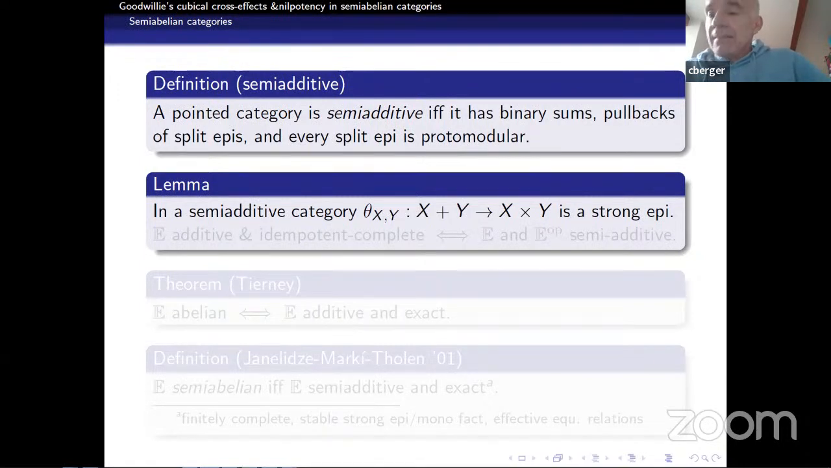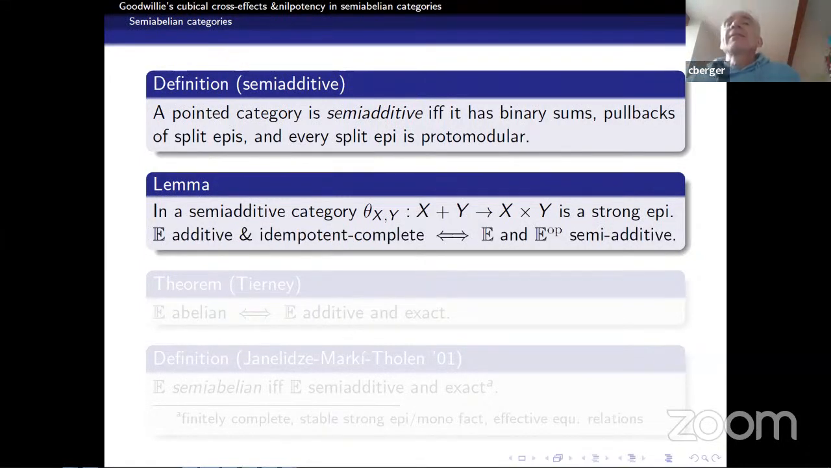And now you can say that a category is additive and idempotent complete precisely when the category is semi-additive and also its dual is. Because if you have those conditions, then the map from the sum to the product is a strong epi and a strong mono, and thus an isomorphism. So you get the additivity of your category back.